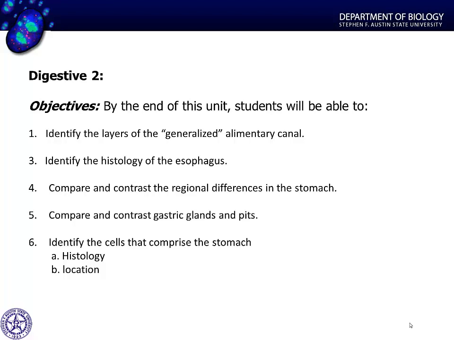And as we get into the stomach, we're going to see it's so incredibly diverse that regions in the superior portion or the fundus of the stomach are going to be different than what we see in the pylorus or the inferior portion of the stomach. So we're going to recognize those regional differences. We're going to compare and contrast gastric glands versus gastric pits. And then we're going to identify the cells that are basically present in the stomach. There are quite a few of them, and we will talk about their histology so we can identify them and their function.